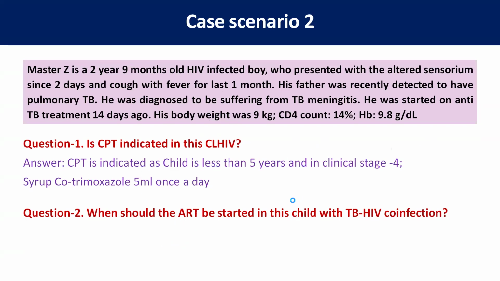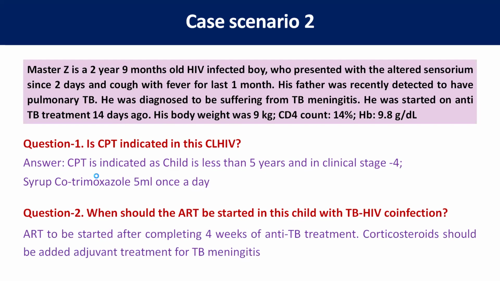When should the ART be started in a child with TB HIV infection? Again, this is a question. Already 2 weeks have passed, 14 days ago. So after 2 more weeks, a total duration of 4 weeks, you will start the ART. As there is meningitis, don't be scared of adding corticosteroid, because one of the indications of starting corticosteroid for treatment of tuberculosis is TB meningitis, even if the child is HIV positive. So start with the corticosteroid and add ART after 4 weeks.